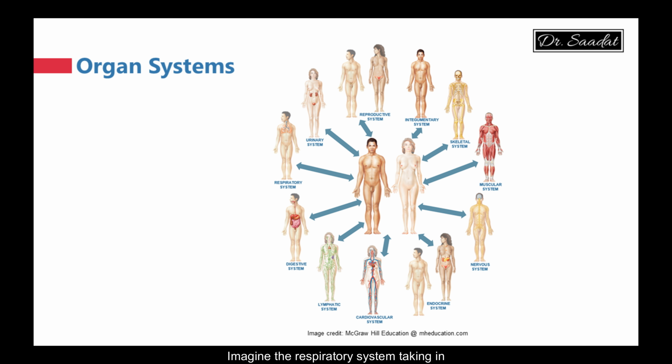Imagine the respiratory system taking in oxygen, which the circulatory system then delivers to all our cells. Meanwhile, the digestive system breaks down food to fuel these processes, and the nervous system coordinates it all.